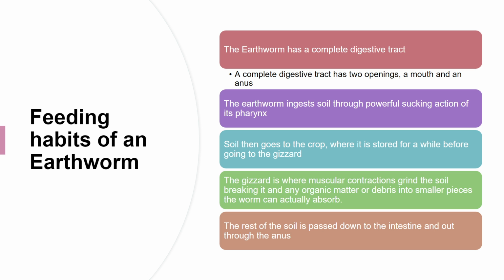We can also look at the feeding habits of an earthworm. It has a complete digestive tract. It ingests soil through powerful sucking action of its pharynx, and then it's going to use things like the crop and the gizzard to help process that food. The gizzard actually can perform really strong muscular contractions of its own to grind that soil into an organic matter that can be absorbed along the entirety of the worm's small intestines, or essentially just intestines, and that soil gets passed down to the intestine and then out through the anus.